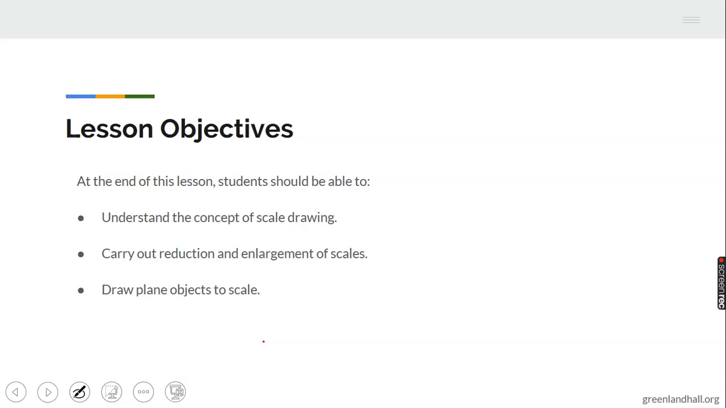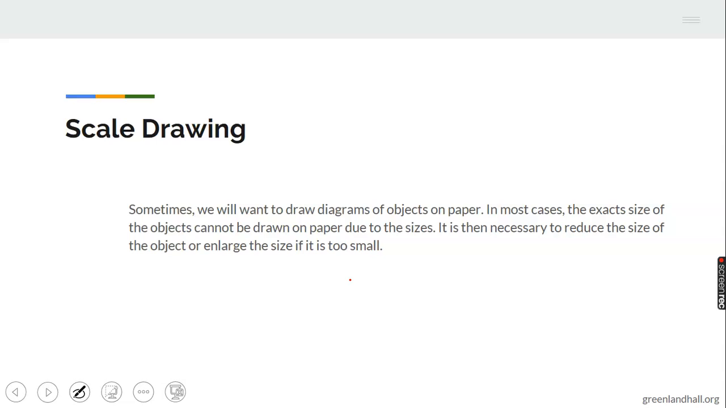Now, what are we going to be looking at in this topic? You must understand the concept of scale drawing. You must be able to carry out reduction and enlargement of scales, then draw plane objects to scale. So these are the two things that we'll be looking at in detail in this class. Now let's start with the meaning of scale drawing.